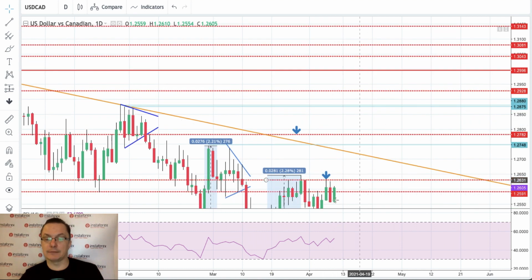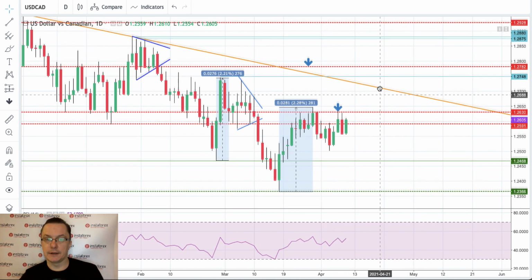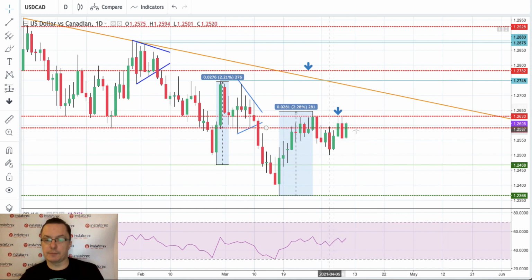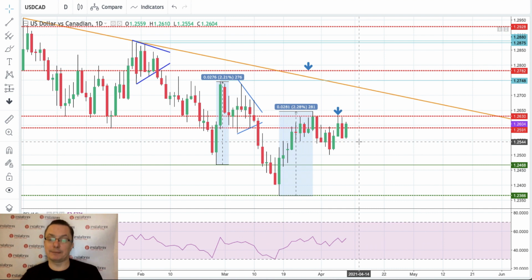But as long as the market trades below this trend line, and if the bulls are struggling with the first serious technical resistance or supply zone, then we can say that bears are still in control of this market. They are still actively pushing the prices lower in the US dollar to the Canadian dollar. So market participants should sell the US dollar and buy the Canadian dollar soon. So please keep an eye on these two levels.